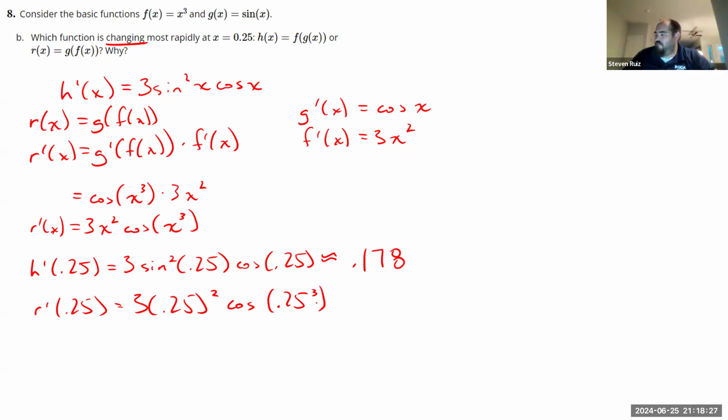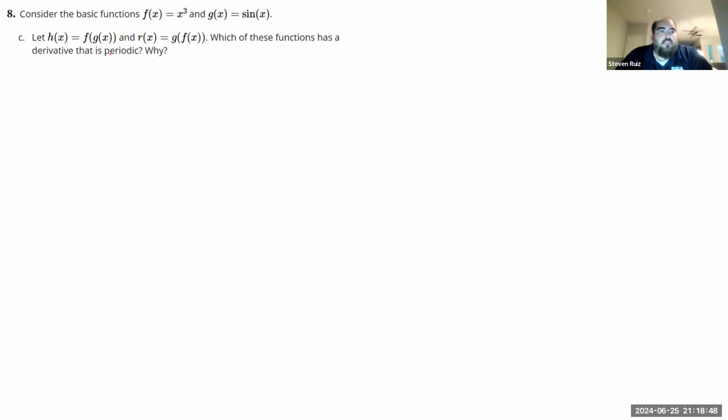So here I am getting a value of 0.187. So very close, but I'm going to go ahead and say that the function r is changing more rapidly because r prime of 0.25 is greater than h prime of 0.25. Moving on to part C. Which of these functions has a derivative that is periodic?